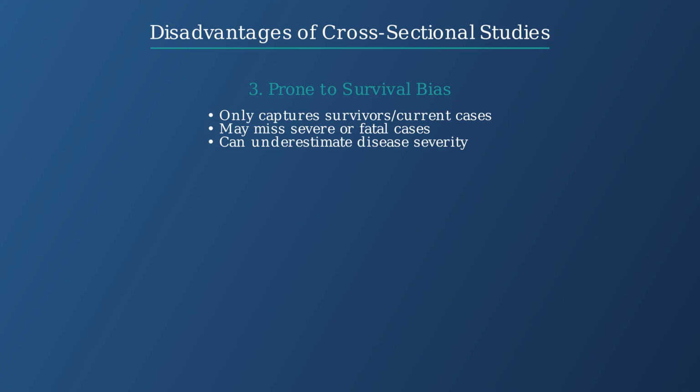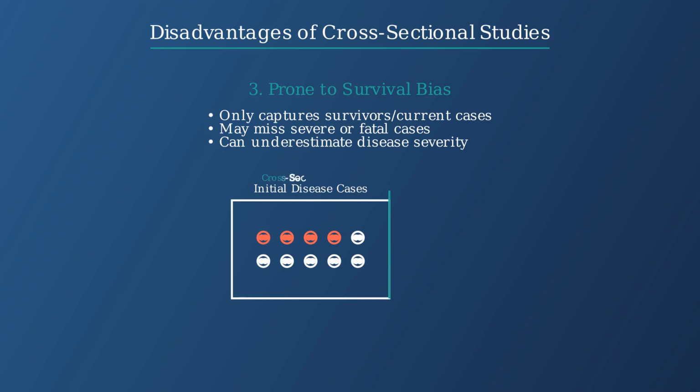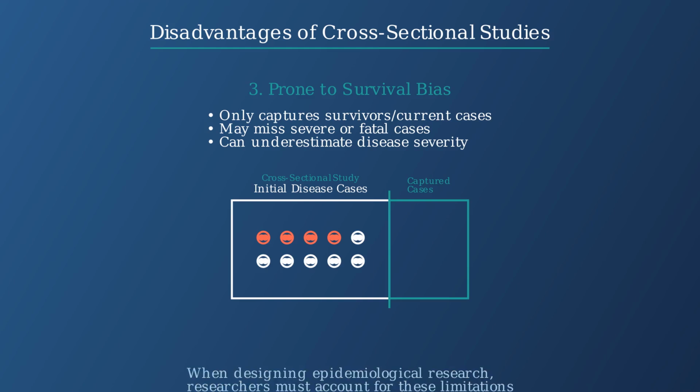The third significant limitation is survival bias. Cross-sectional studies only capture individuals who are present at the time of the study, potentially missing those who died or recovered earlier. This visualization demonstrates survival bias. The red figures represent cases that died or resolved before our study began. A cross-sectional study only captures the white figures, leading to potentially biased conclusions about the disease's severity or risk factors. When designing epidemiological research, it's crucial for researchers to account for these fundamental limitations of cross-sectional studies.